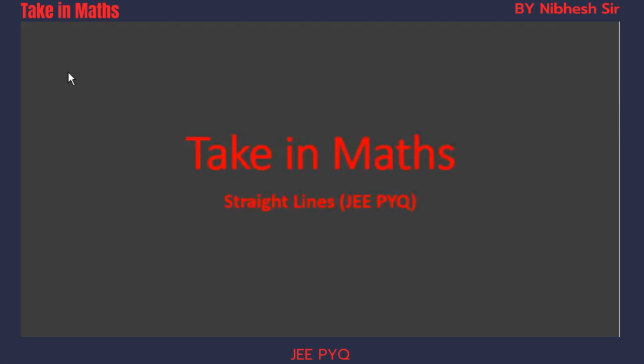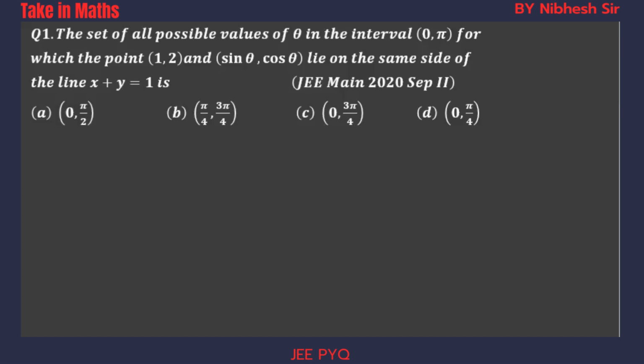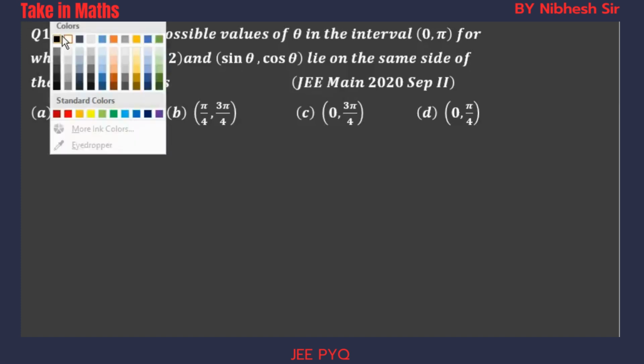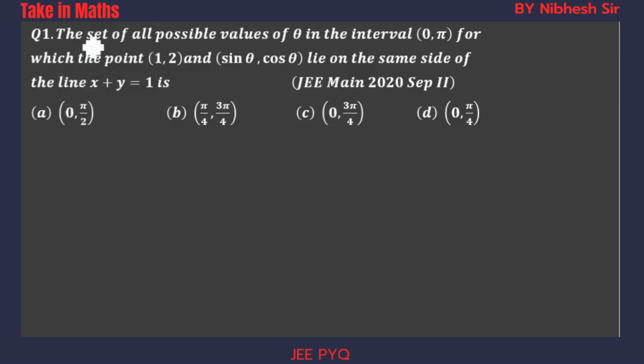In this video I am going to cover some questions of Straight Lines from JEE PYQs. So the questions start from here. The first question here is question number 1. So you can see here, the question says: the set of all possible values of theta in the interval 0 to pi for which the points (1, 2) and (sin theta, cos theta) lie on the same side of the line x + y = 1 is. So which option is the correct option?